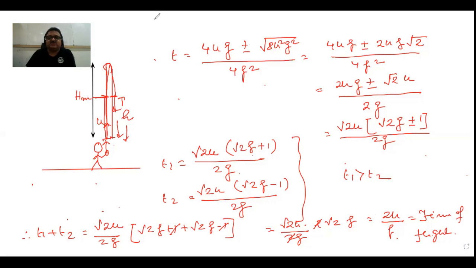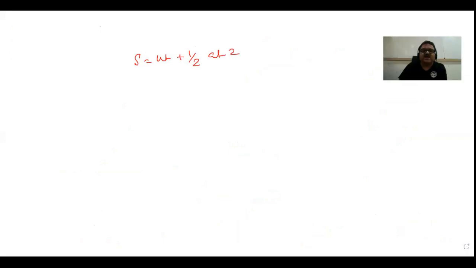Okay. Now similarly, a question comes like this: what is the time taken to reach any general height? So let me clearly write it down. What to do? Nothing. Use s is equal to ut plus half at square, and the question is, what is the time taken to reach any general height?